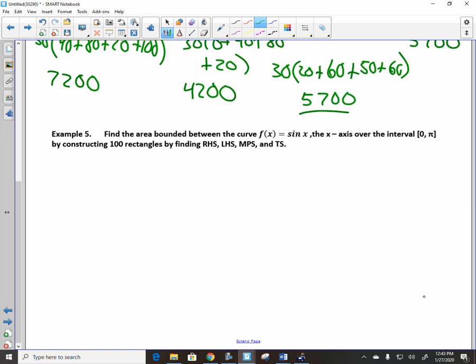It says, find the area bounded between the curve f of x is sine of x and the x-axis over the interval 0 to pi by constructing 100 rectangles. Find the right hand, left hand, midpoint, and trapezoidal. Right 100. Well, I'm not gonna put it there. I'm actually gonna put the graph over here.